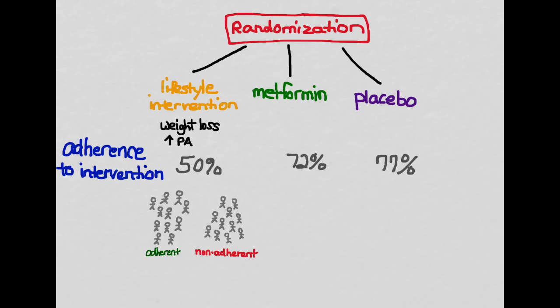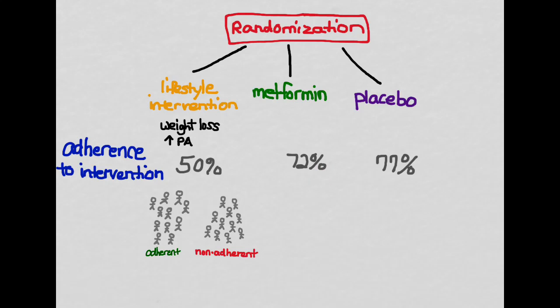So I'm making those things up, but the point is we don't know, and there's something that could be related to the likelihood of getting diabetes that makes people either adhere or not adhere. And similarly, this difference is actually statistically significant, even though it's fairly small, between the percent of people that adhere to metformin versus placebo.